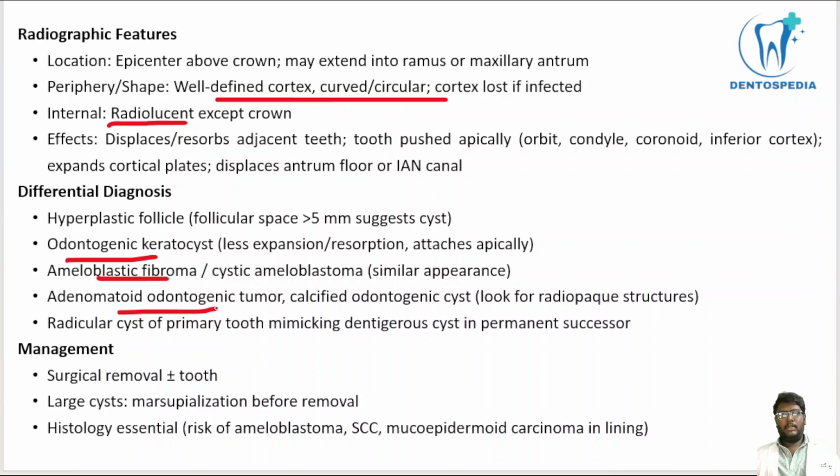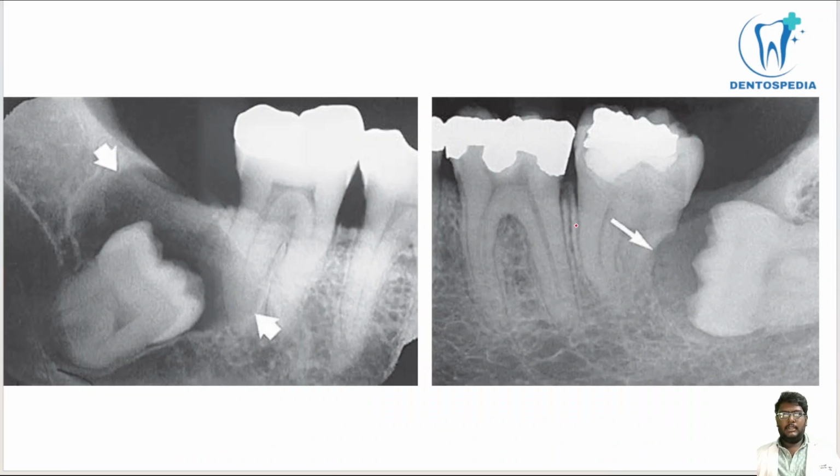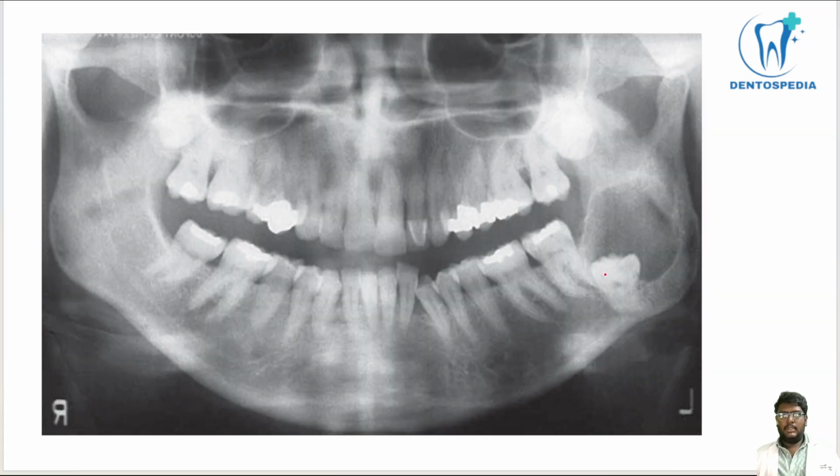So we have to clearly differentiate between these cysts, and we can go for histopathological examination to confirm the diagnosis. Coming to the management, we have to surgically remove the cyst and also the tooth if the prognosis is bad. And for large cysts, we have to do the marsupialization procedure. We have to confirm the diagnosis based on histopathological report. Here you can see there is a small follicular cyst. Here in this image, you can see a large dentigerous cyst associated with the impacted third molar.